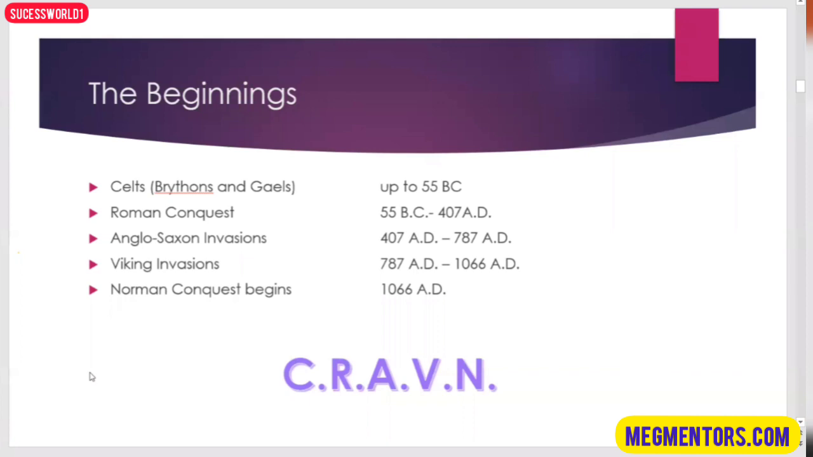And then the Roman conquest happened. That was back in 55 BC. And the Roman people continued to stay there till 407 AD. Then there were the Anglo-Saxon invasions. It was not just one, but repeated invasions that took place from 407 AD to 787 AD. Then the Viking invasions continued from 787 AD to 1066 AD. And then eventually the Norman conquest happened, in 1066 AD. And the Norman conquest actually marks the end of the Old English period.